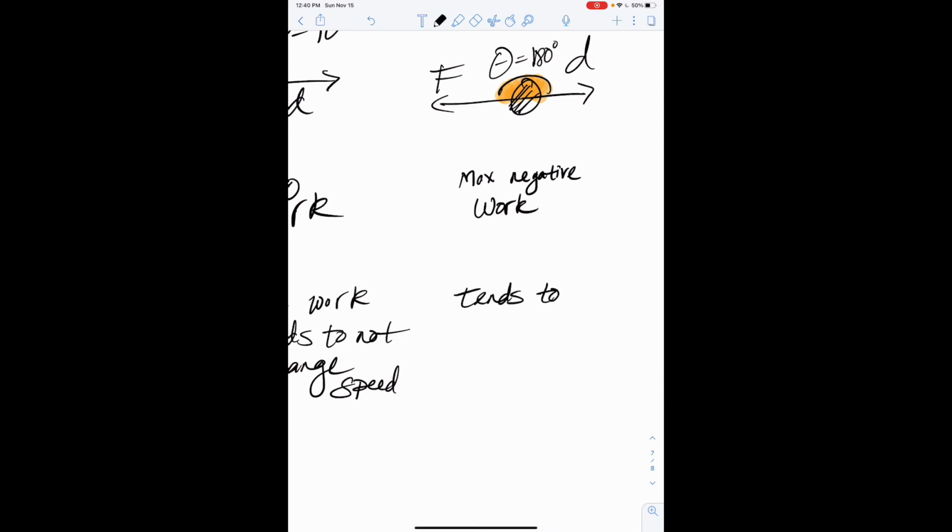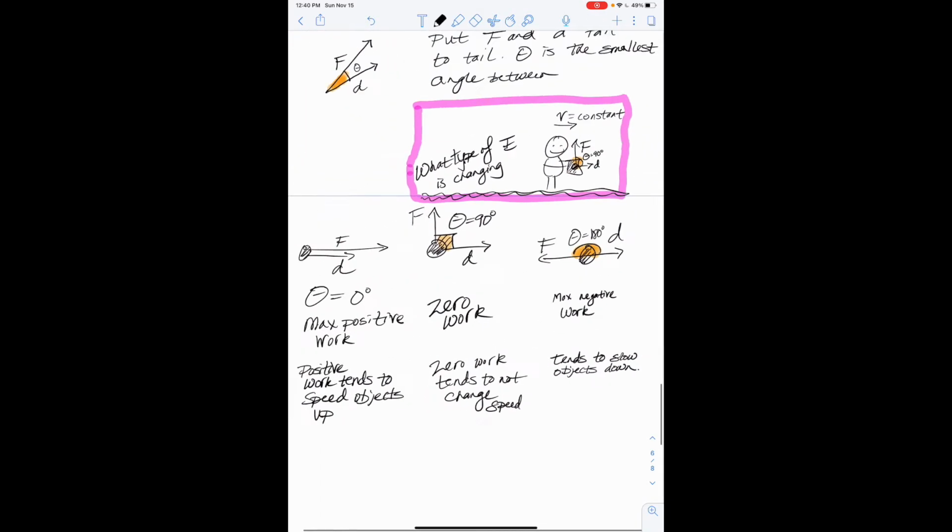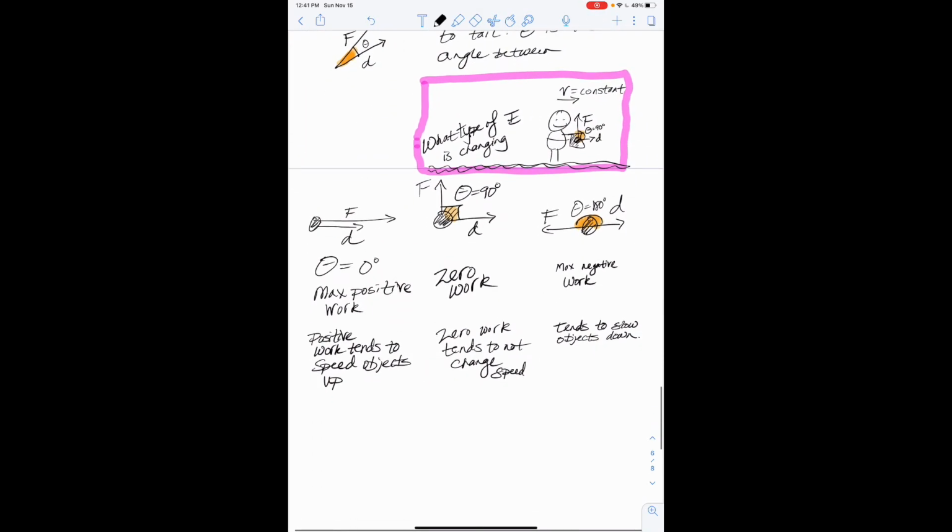Because think about it, the force is opposite the direction that the object is moving, right? This is like if you're sliding to the right, friction would be doing negative work since it points to the left. So it tends to slow objects down. All right, so there we have it. 3 ways to draw these types of work.